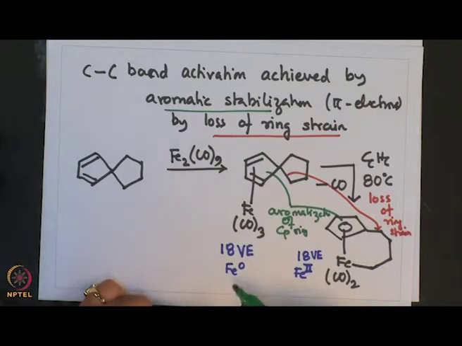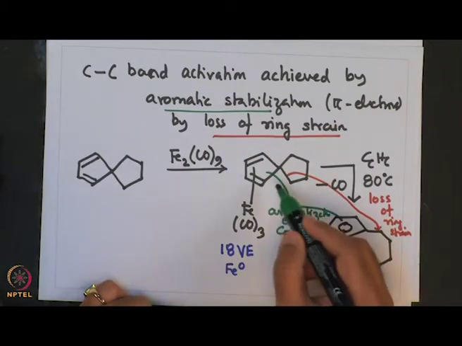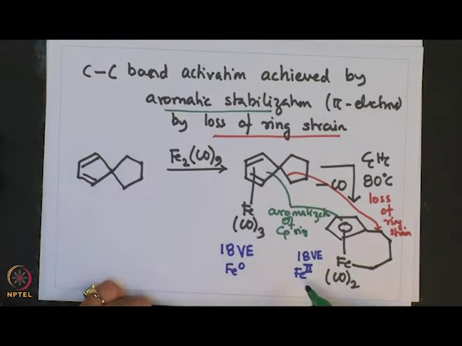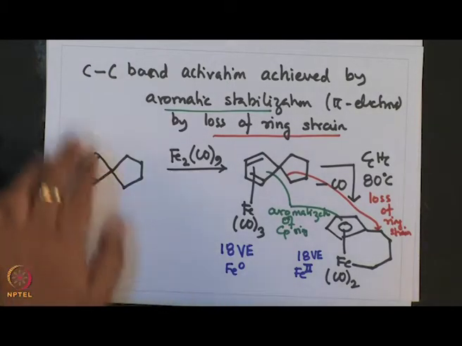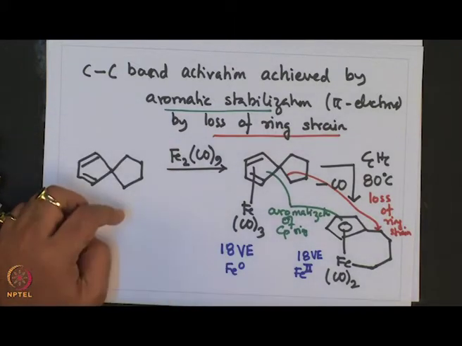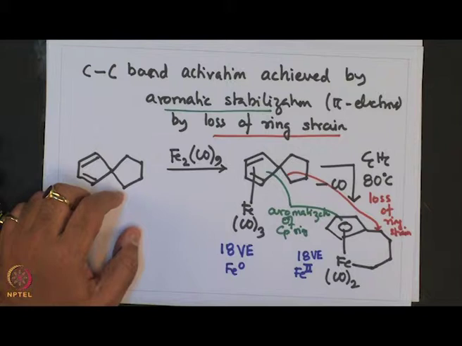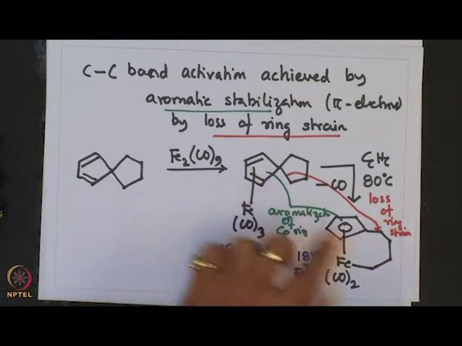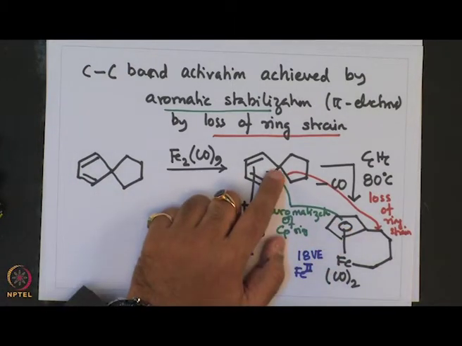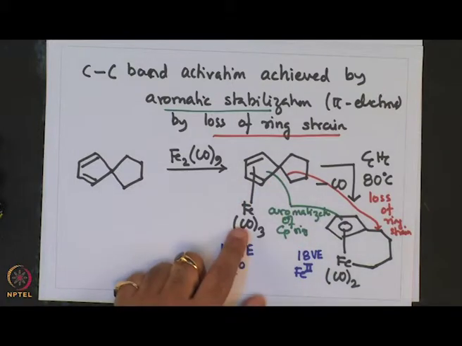Now, over here, because there is no pre-coordination involved, the way pre-coordination had been observed in most of the CH bond activation reactions, this is a unique example where a difficult CC bond activation has been achieved by two stabilizing effects, which is the aromatization of the Cp ring as well as the loss of ring strain using an iron complex.